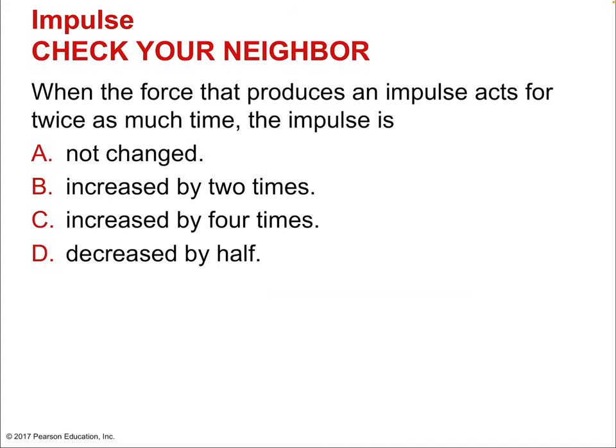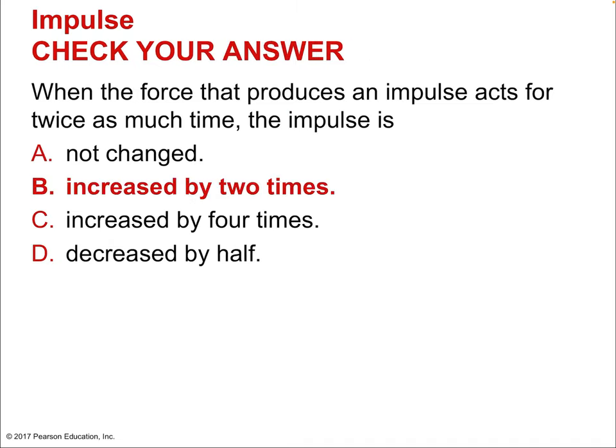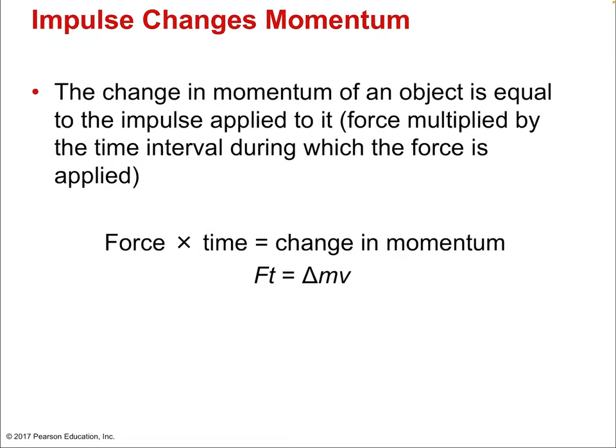Okay, so when the force that produces an impulse acts for twice as much time, the impulse is what? Think about the proportionality here. How is impulse related to time? Okay? Directly proportional. Impulse is directly proportional to time. Impulse is also directly proportional to force, because of course, impulse is just force times time. Okay? All right, so the change in momentum of an object is equal to the impulse. See it? That's the key statement, all right?